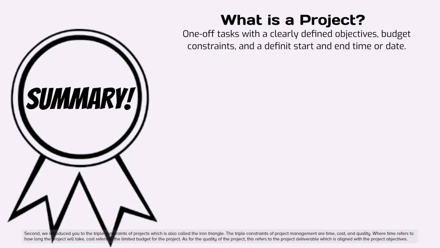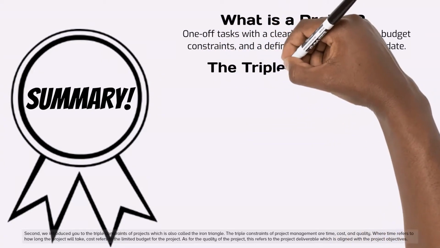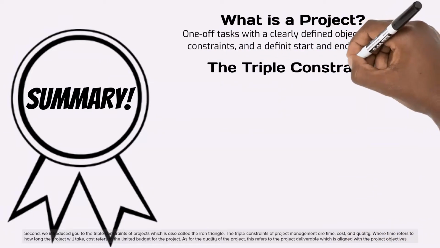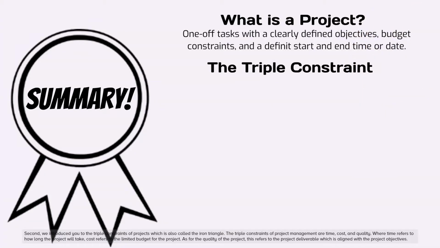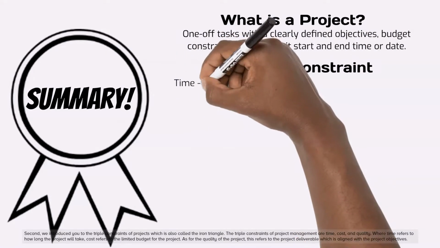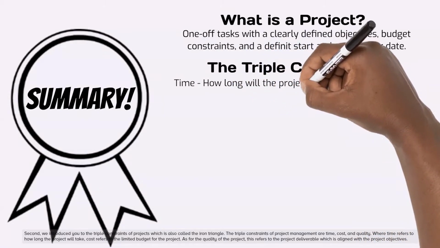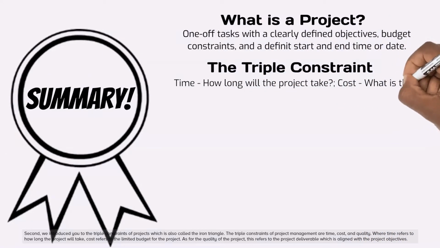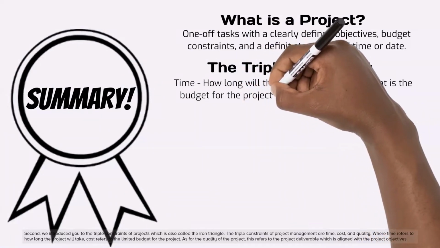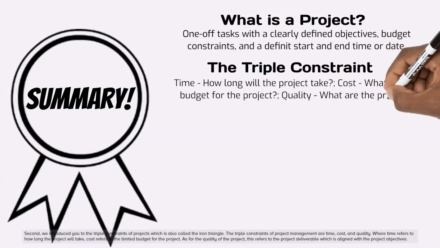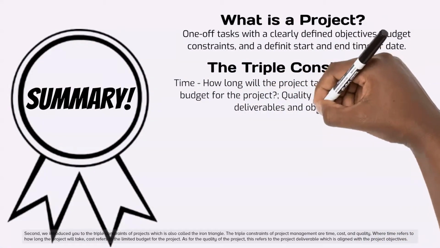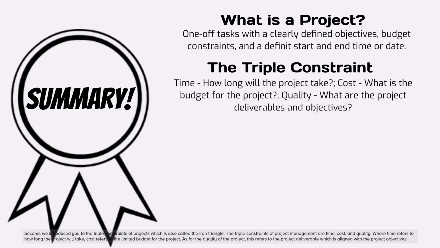Second, we introduced you to the triple constraints of projects, which is also called the iron triangle. The triple constraints of project management are time, cost, and quality. Time refers to how long the project will take, and cost refers to the limited budget for the project. As for the quality of the project, this refers to the project deliverable which is aligned with the project objectives.